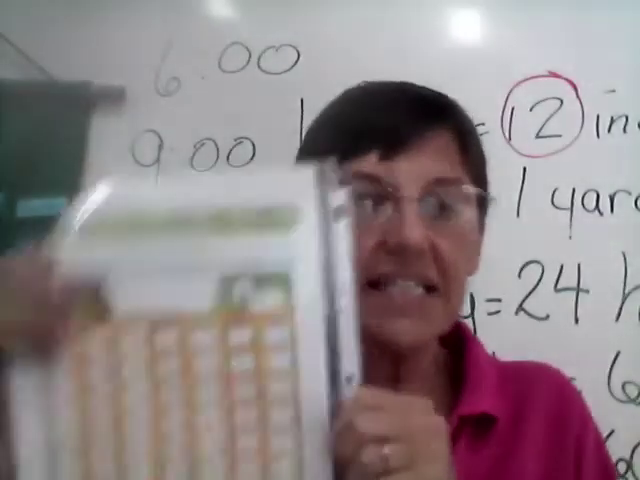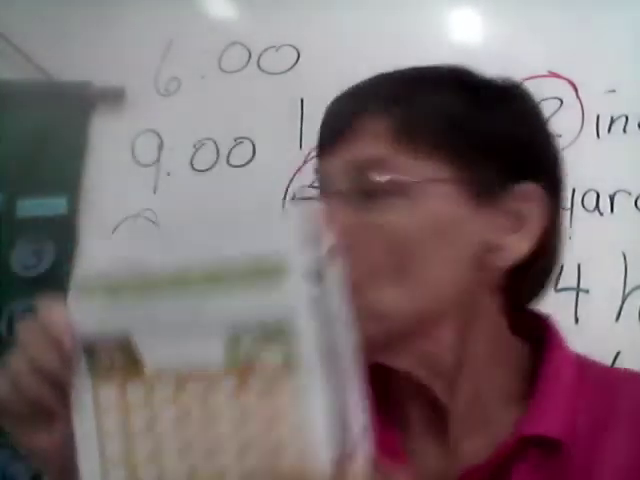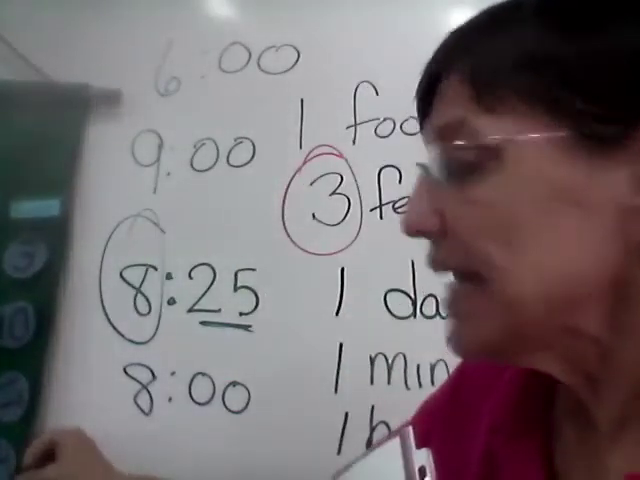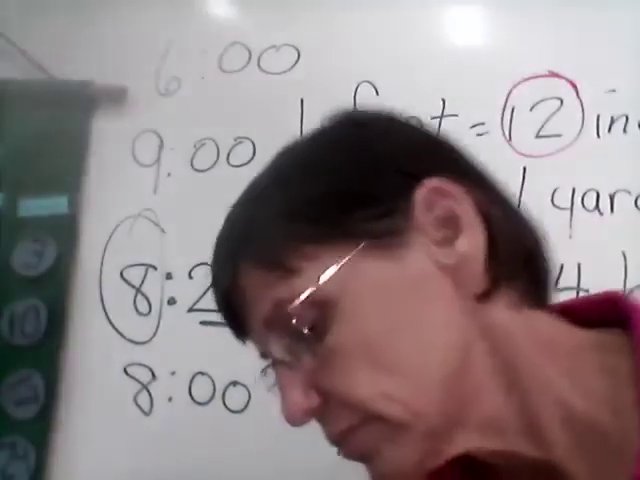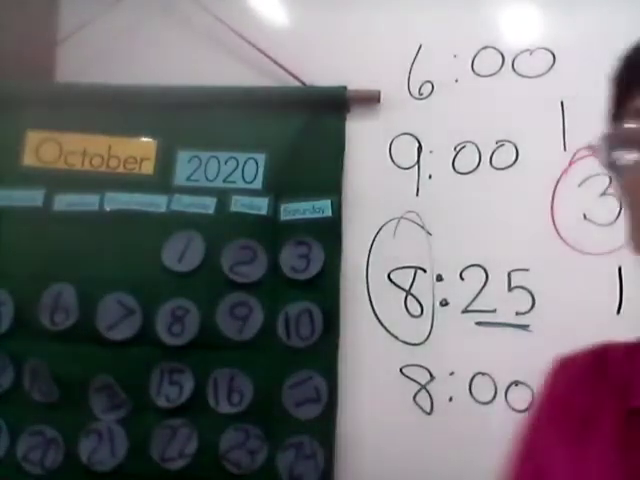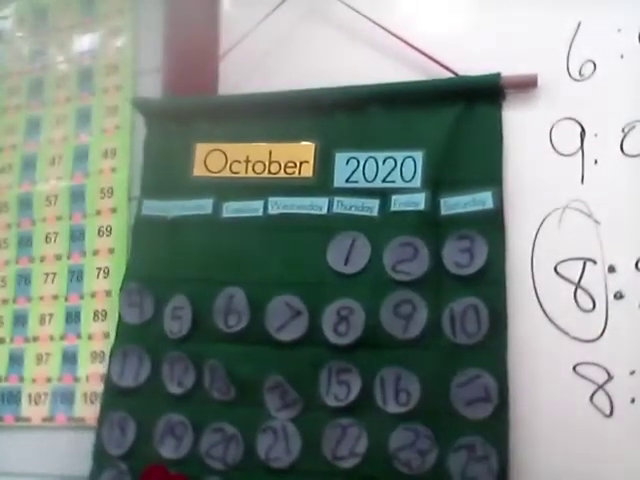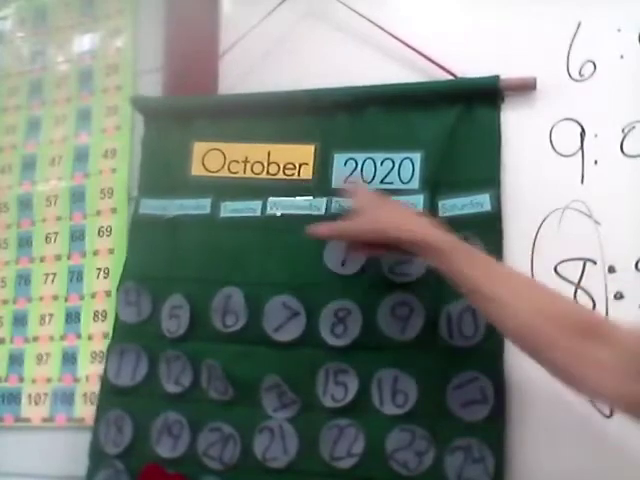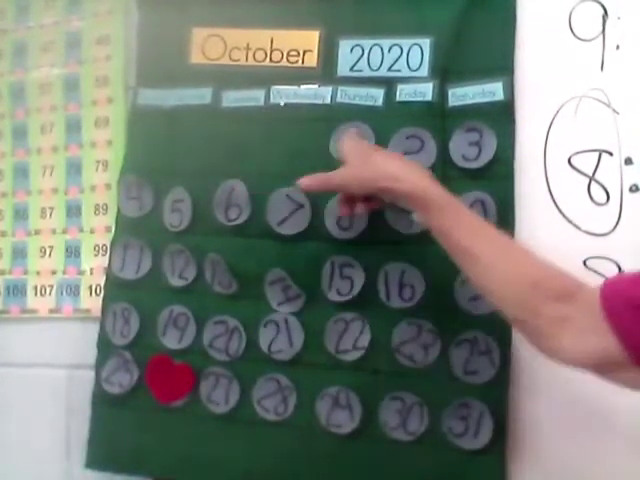Okay, today on our paper, this side is easy sneezy. This side is easy sneezy too. It is a calendar, okay? So what you need to do is fill out your calendar. Here's your calendar. The first day of the month is on Thursday. See that? Thursday. Our month is October 2020, okay? The first day of the month is on Thursday, okay?